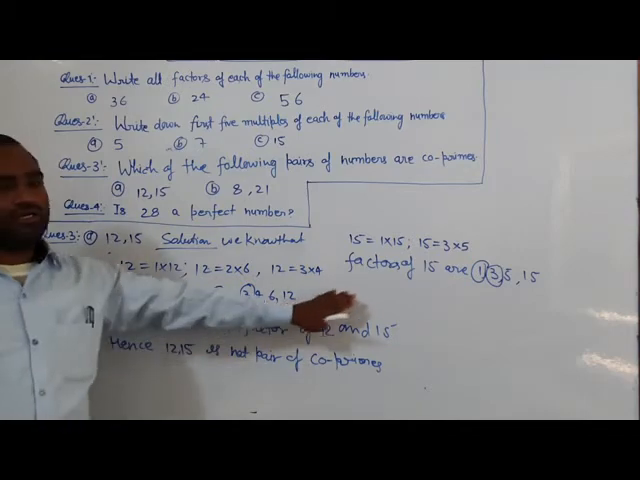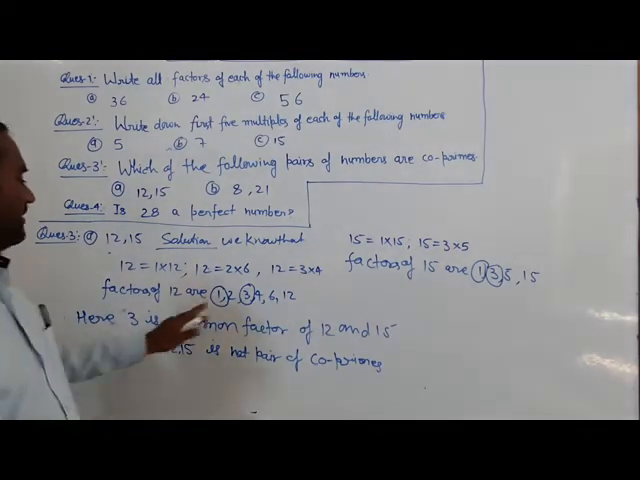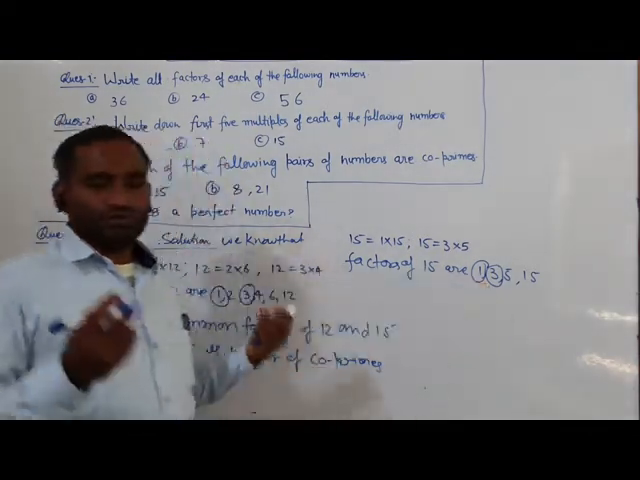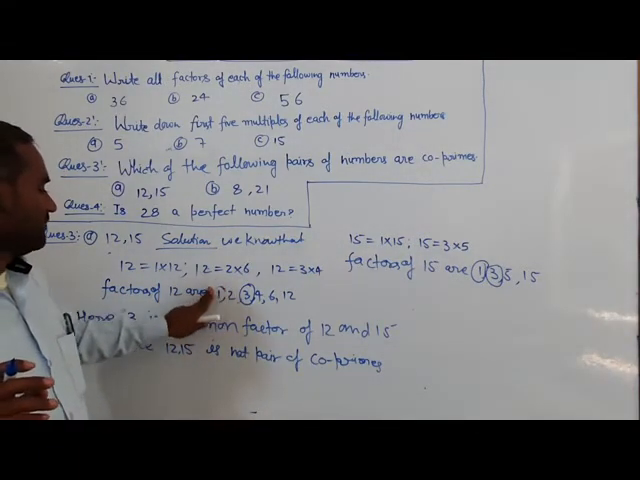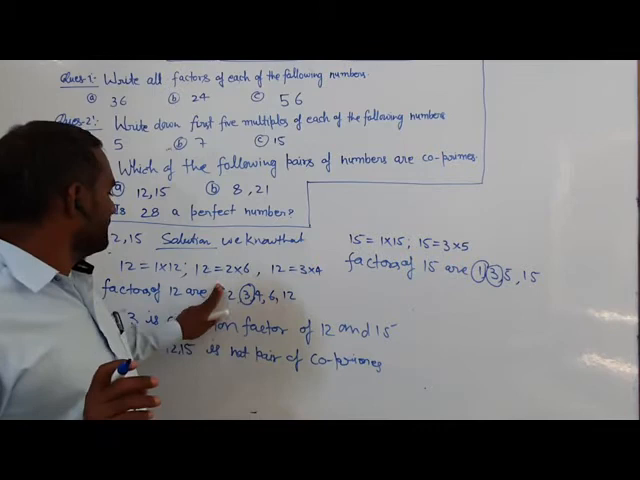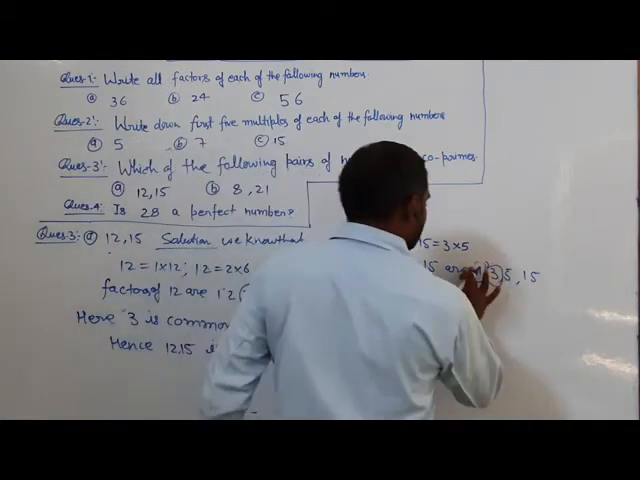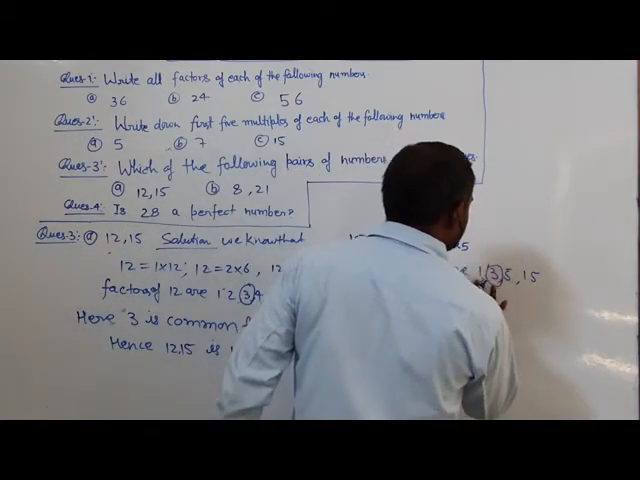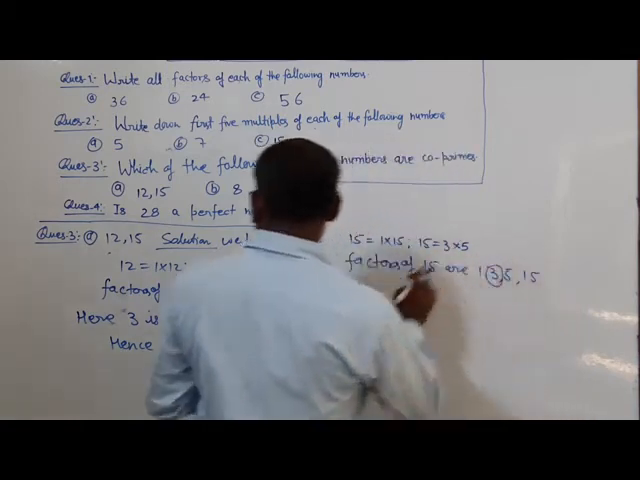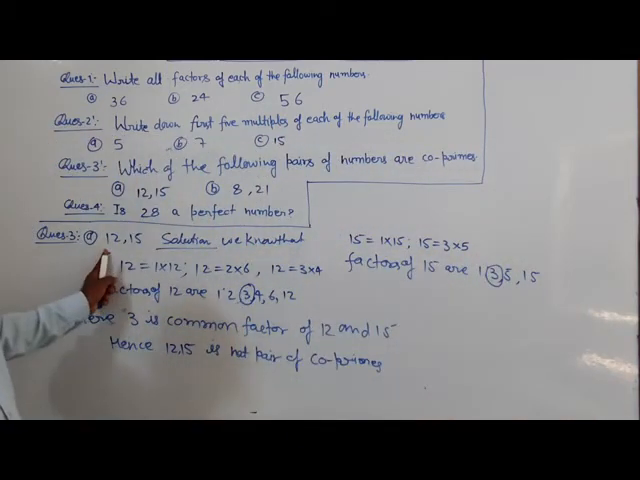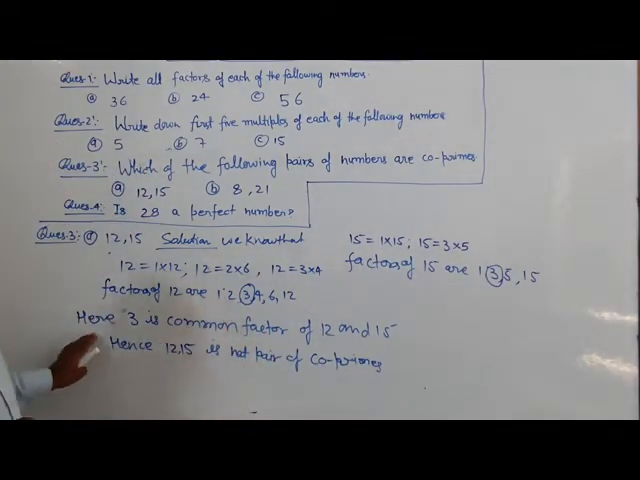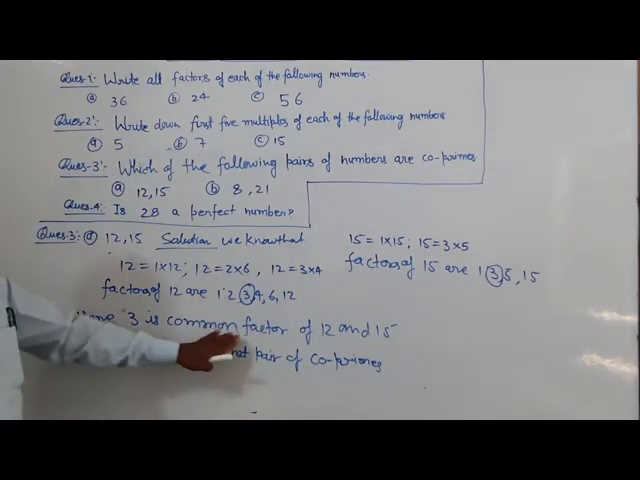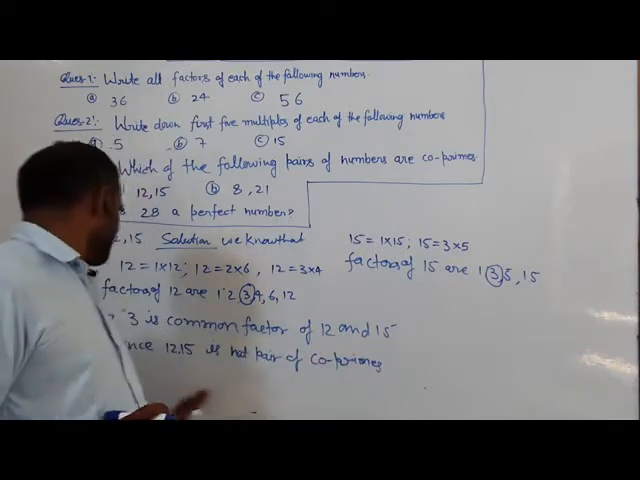यहाँ पर हम देखते हैं कि दोनों में जो कॉमन फैक्टर है वो 3 है। 1 तो सब में फैक्टर होता है, इसलिए 1 को छोड़ते हैं, 1 को नहीं देखते, क्योंकि 1 is the factor of all the numbers. But here we see that 3 is the factor of 12 and as well as 15 also. So there is a common factor. 3 is common factor of 12 and 15.